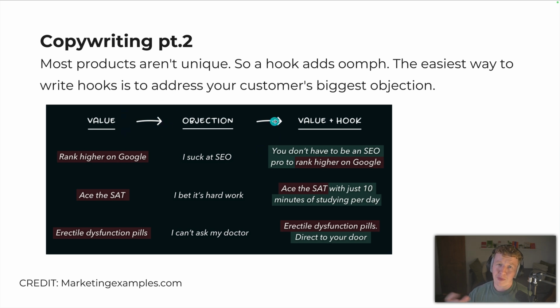If the product you're selling isn't particularly unique, so let's say you're working with, I don't know, dental clinics or gyms where there's lots of them, right? So you need something else. A good rule of thumb, the easiest way to write a hook, is one that addresses your customer's largest objection with that product.